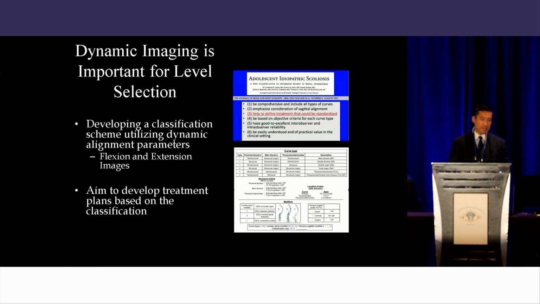So this is a very successful demonstration of a classification system that we may all be familiar with, which is the Lenke classification system for AIS. You cannot necessarily classify a Lenke curve without having left and right bending films. And the purpose of this classification system is to designate fusion level selection for these types of deformities.